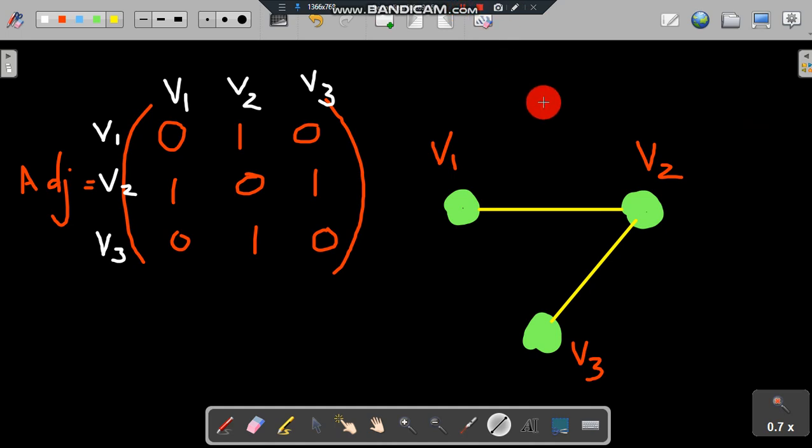So this is the way we can draw a graph on the basis of this adjacency matrix. And so if the graphs are given, we must be able to make the matrices, and if the adjacency matrices are given to us, we must be able to draw the graph corresponding to that. Okay, thank you.